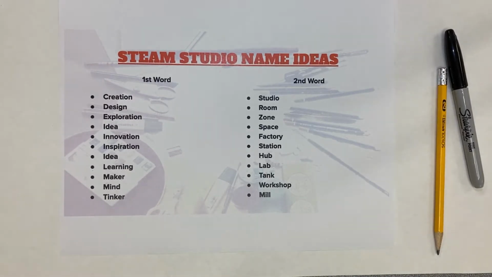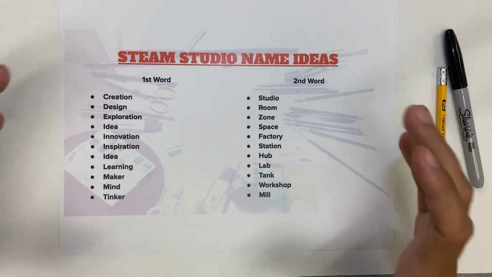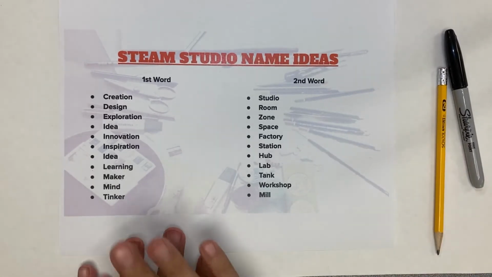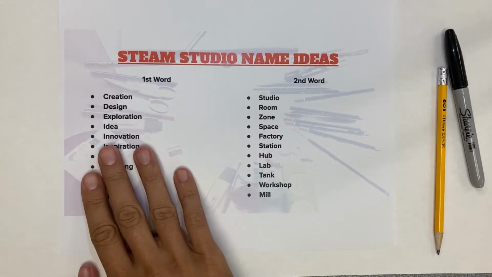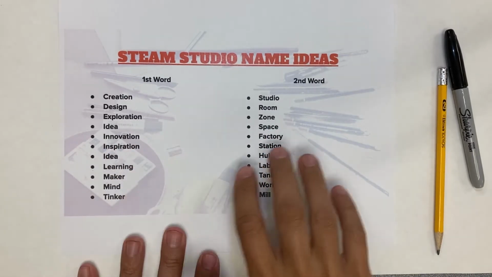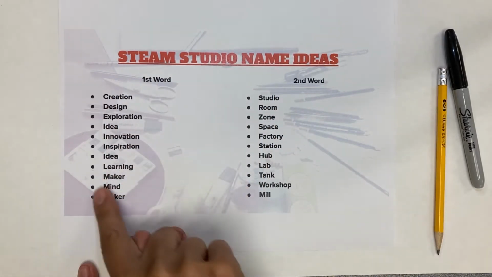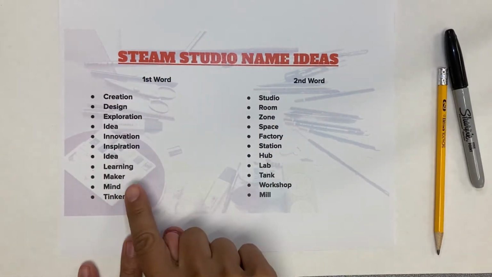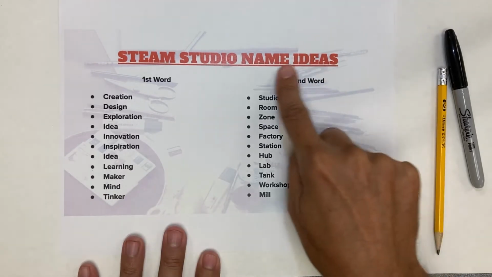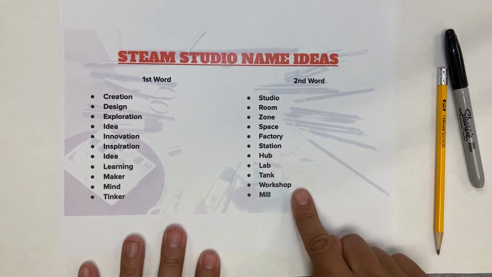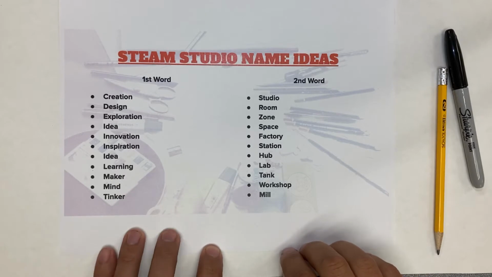So for our first project, we are going to be making a sign naming your STEAM studio. This is going to be the space where we're going to be creating all of our projects. I set up an easy little way to name it. So I did 2 columns of words. You're going to pick a word from the first column or come up with your own, and then combine it with a word from the second column to create the name of your STEAM studio.